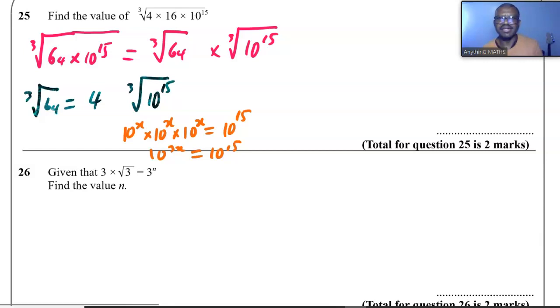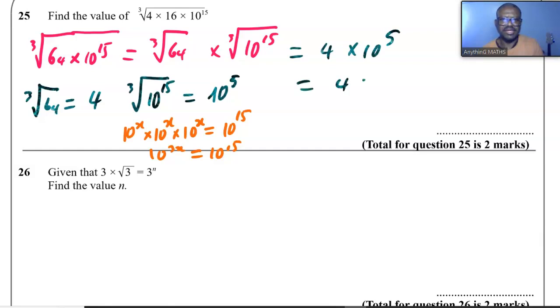Okay, so from there we've been able to know that this will give us 10 raised to the power 5. The question says find the value. So having found them, you multiply. So the answer will be 4 times 10 raised to the power 5, which will give you 400,000.